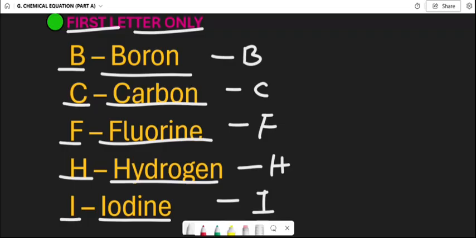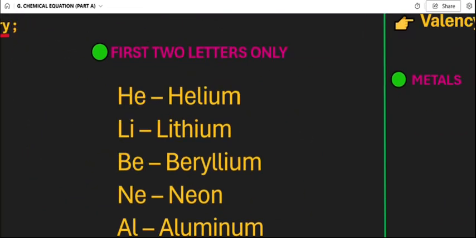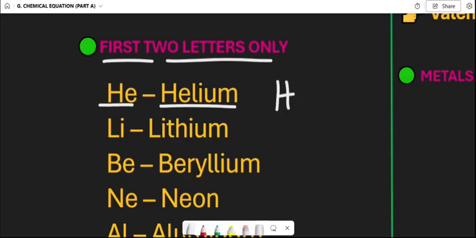And the second category is elements with the first 2 letters only. For instance, helium starting with He, and note something, the first letter always starts with a capital letter, while the second letter comes in a small letter. You don't write it this way. Not accepted.